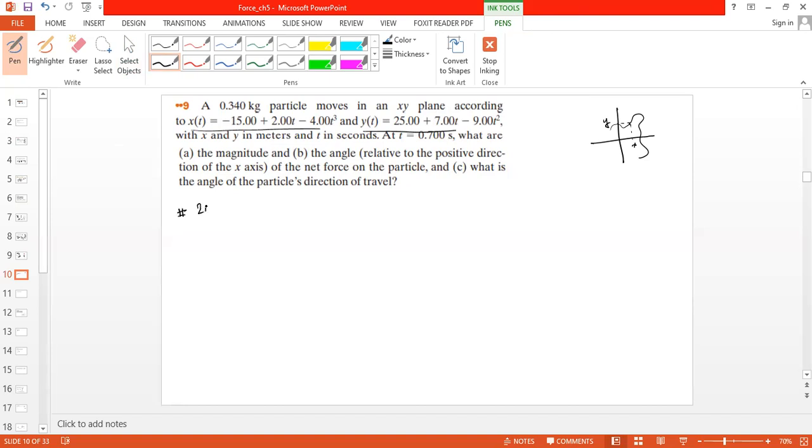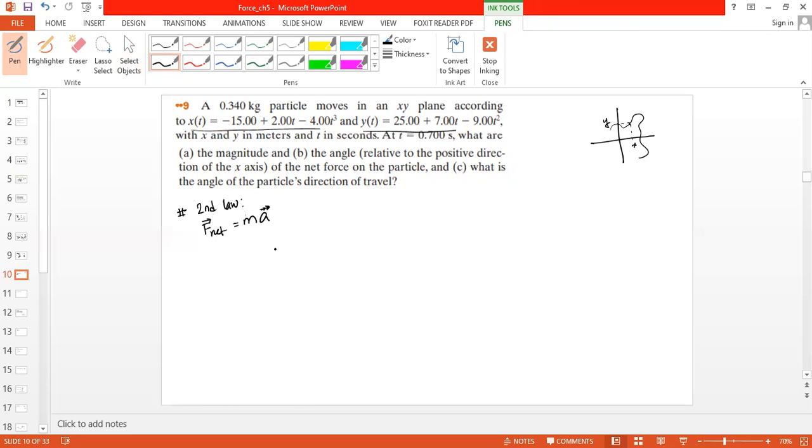From Newton's second law we know net force, F net, equal to ma. Net force means ma. So that means once I can find out the acceleration, then I can easily find out the net force. Clear? So how do I figure out the acceleration?